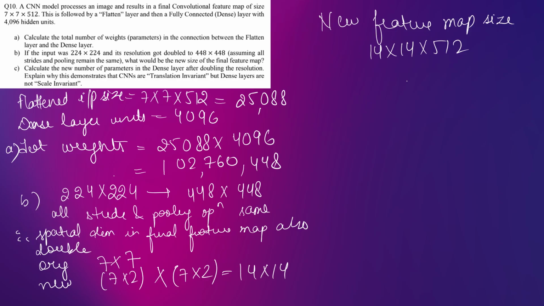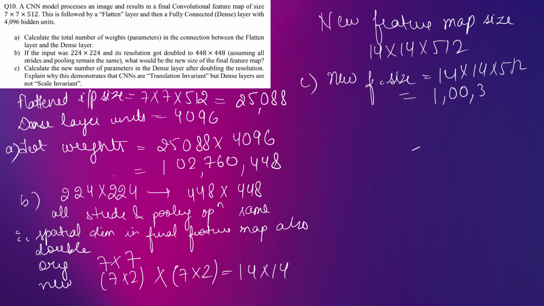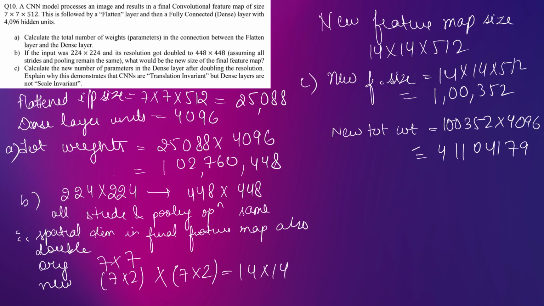Calculate the new number of parameters in the dense layer after doubling the resolution. So the new flattened size, we get it as 14 into 14 into 512, 100,352. Now your new total weight. Now dense layer units are the same. So 100,352 into 4096. You get it as 411,041,792.